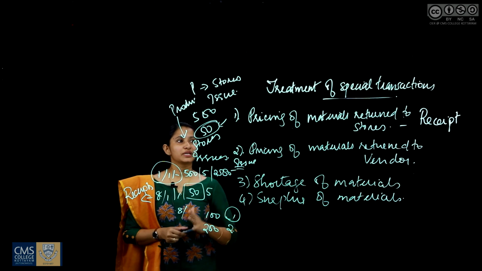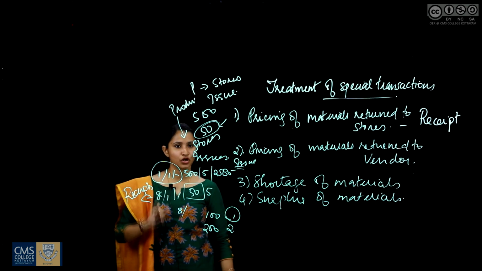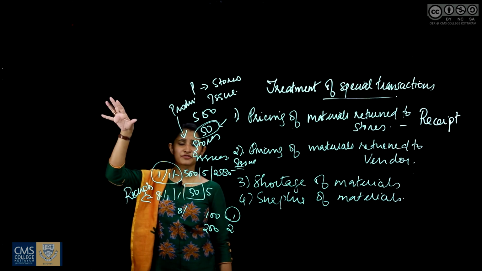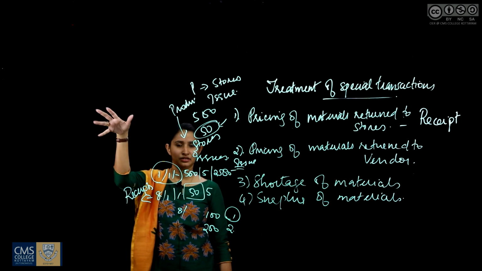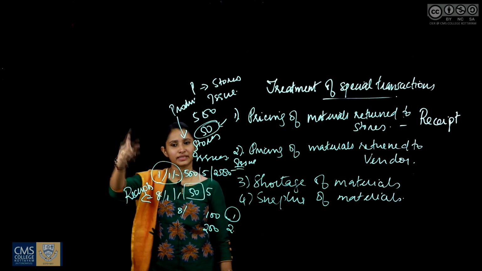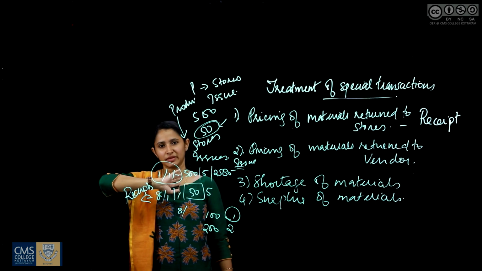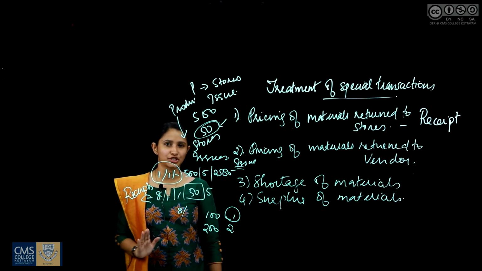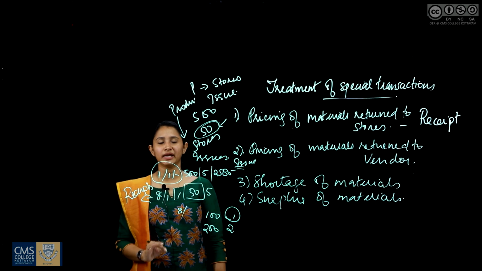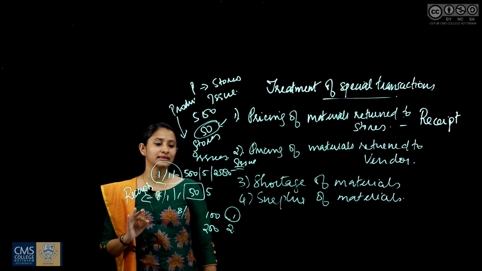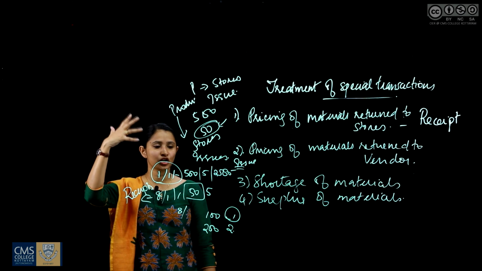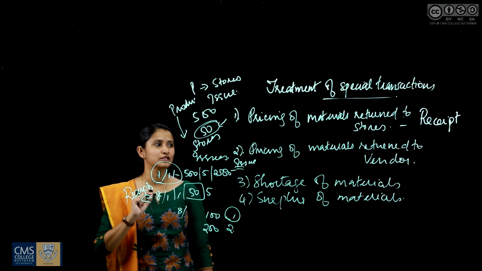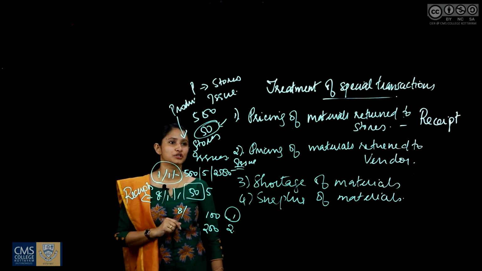So pricing of materials returned to stores is shown in the receipt column. If the date is mentioned, that the returns are being made from a particular date's issue, then you go and look at that particular date, look at the price at which the materials were issued and price the returns at that rate. If the date is not mentioned, on the day in which the returns are made, you look at the balance column and see which is the first lot available there, and then you price it at the first lot's price according to the first in first out method. So that is pricing of materials returned to stores.